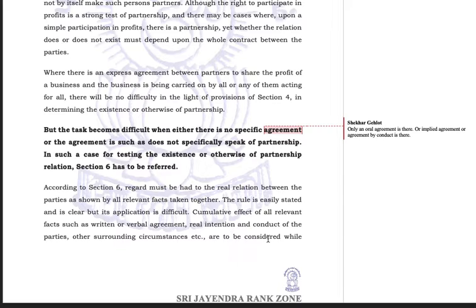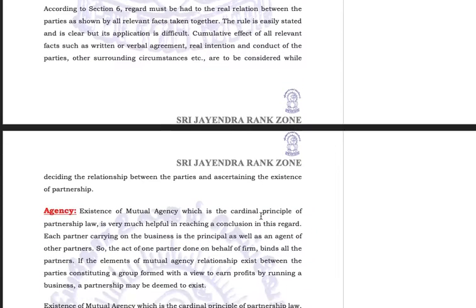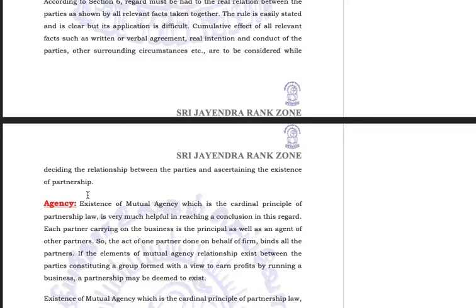How do we determine it? We will see the written agreement or the verbal agreement, the real intention, the conduct of the parties, and other surrounding circumstances, how they are actually behaving, whether they are binding each other or not. All of these are to be considered while deciding the relationship between the parties and ascertaining the existence of partnership.